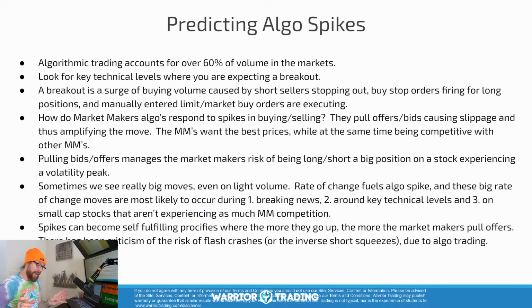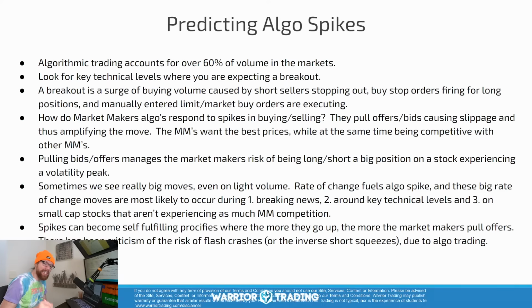So they move with the algo, they programmed it so you get this slippage as it's going higher. As these stocks start to move faster and faster, those market makers are pulling their orders more and more. So it becomes this self-fulfilling prophecy, but this is also part of managing risk. Now, this is where you want to be a buyer.